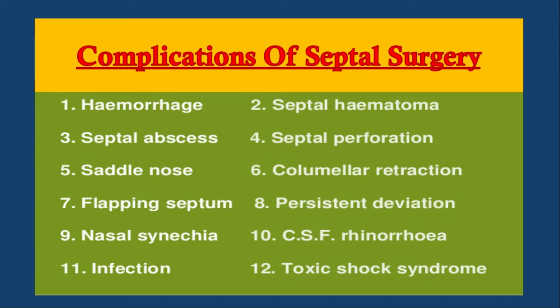Infections later on can also complicate septal surgery in the form of rhinitis, middle ear infections through the eustachian tube, nasopharyngitis, pharyngitis, sinusitis, tonsillitis, laryngeal infections like laryngitis, and so on. Toxic shock syndrome is again because of the anesthesia, a lot of infection and trauma to the nose.